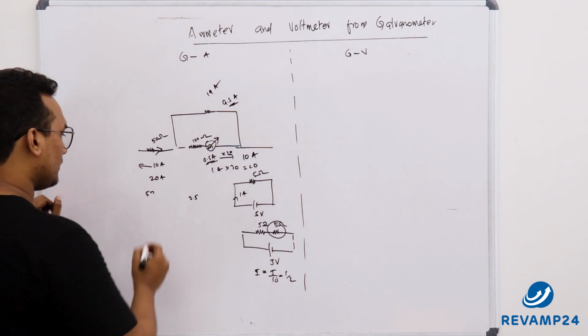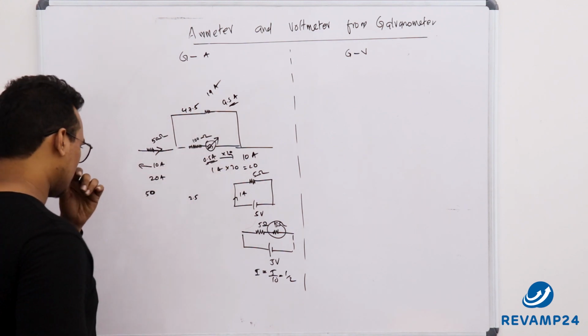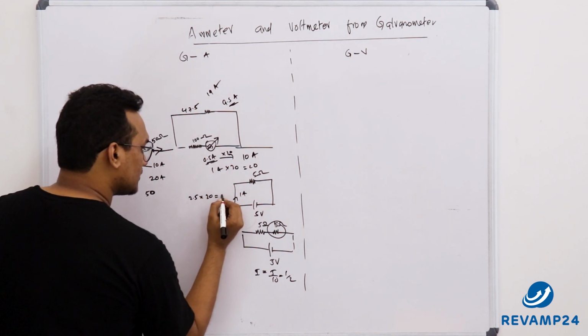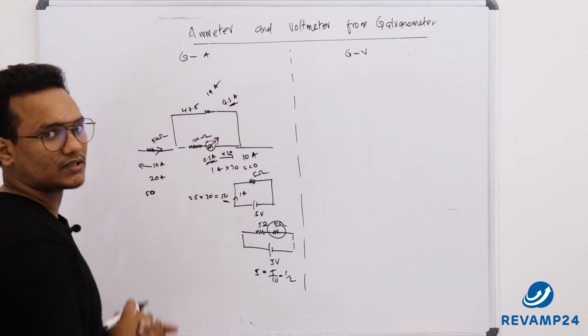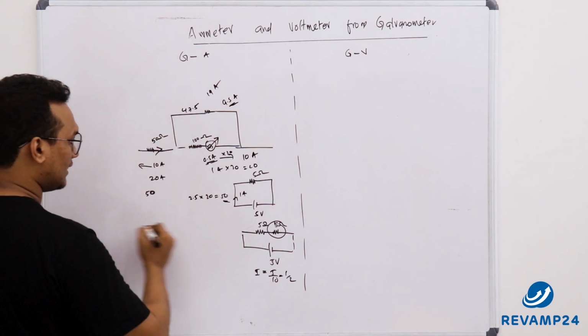So what will be remaining? Out of 50, 47.5 will go through this. Now how to get the exact value? Multiply it with 20, that is 50. It is proportional. So in short, this is just an illustration.